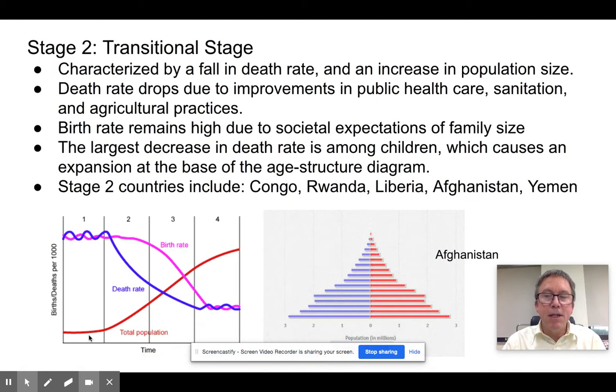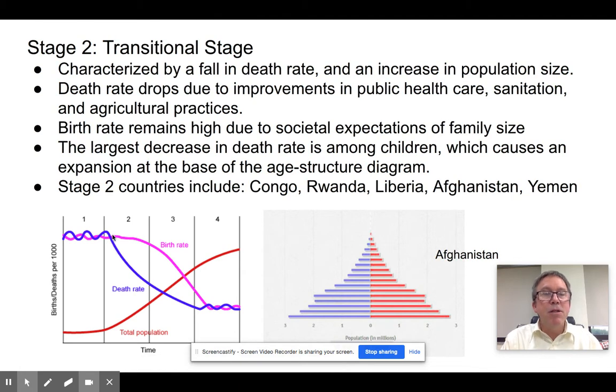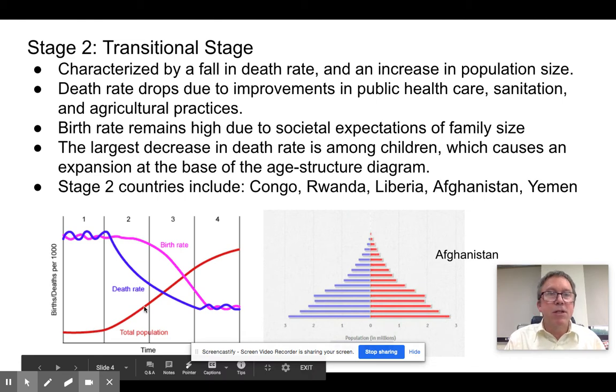But what happens is this: technological improvements in medicine, in farming, in just different agricultural practices. Basically, what it does is it reduces the death rate. People don't starve to death. People are given medicine. But the birth rate stays the way it was because people are used to the idea of I have to have a lot of babies in order to provide for my family. And as a consequence of that, population skyrockets.